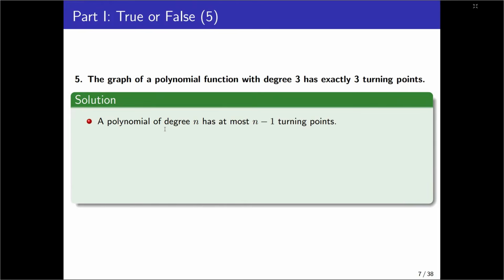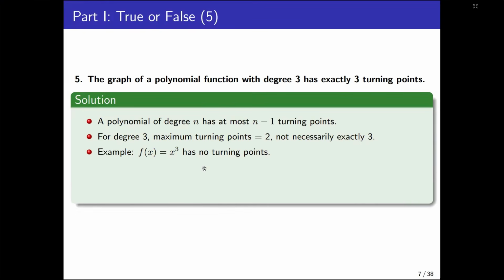We know that a polynomial of degree n has at most, that means the maximum number of turning points of the given polynomial function with degree n is n minus 1. So it can be lower than n minus 1. But the given question said that if the degree is 3, it has exactly 3 turning points. But at most the graph will have n minus 1 turning points. So for degree 3, the maximum number of turning points is 2, that is 3 minus 1, not exactly 3.